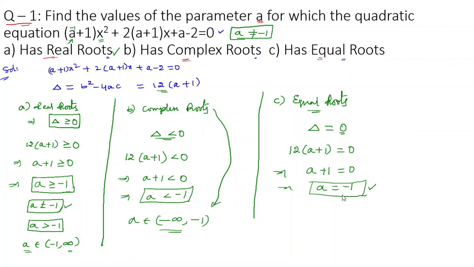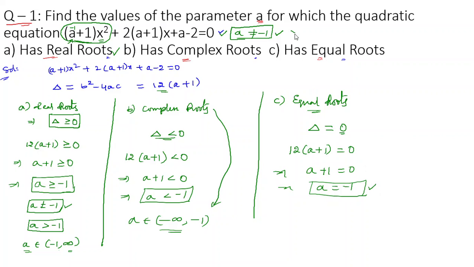But if we substitute a is equal to minus 1 here, then the x square term is becoming disappeared. And so by the definition of a quadratic equation, for this equation to exist as a quadratic equation, a must not be equal to minus 1. So here it is said that a must not be equal to minus 1, but for the quadratic equation to have equal roots, a is equal to minus 1.